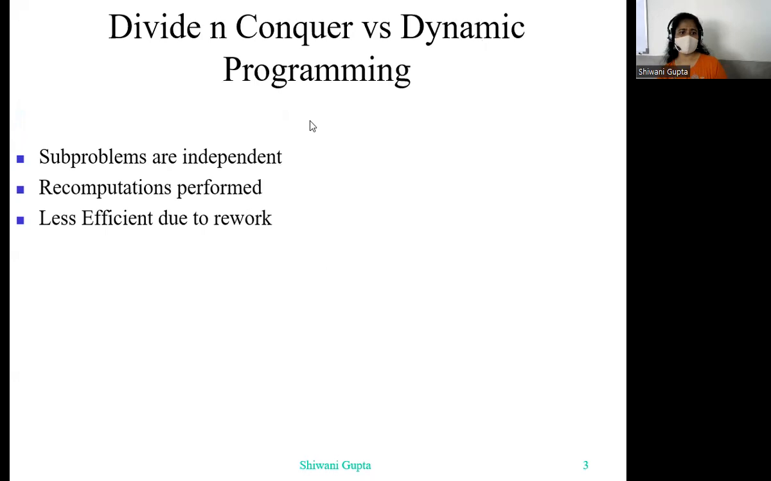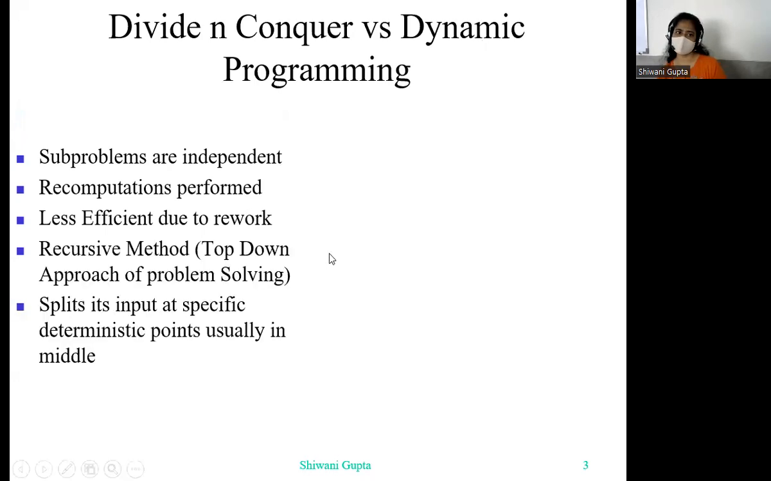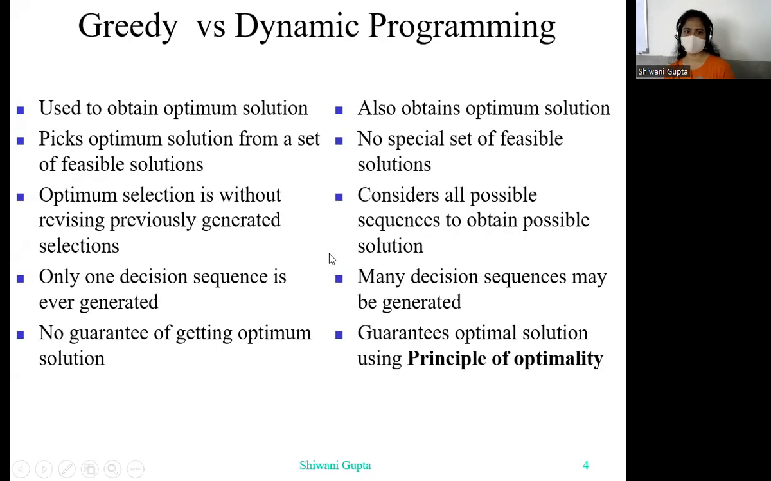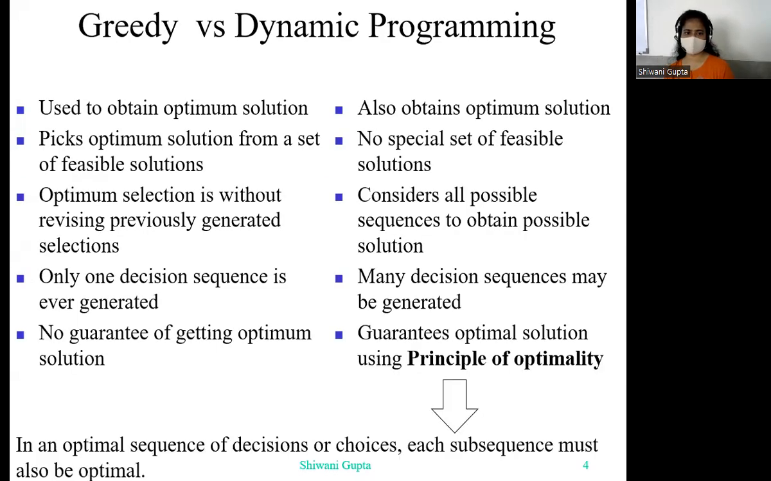Then we had compared divide and conquer with dynamic programming, greedy with dynamic programming. The same were discussed in lab as well. Then we saw what is principle of optimality, because that is the important thing in dynamic programming that guarantees you optimum solution, stating that in a sequence of decisions, each subsequence needs to be optimal to guarantee the total sequence as optimal.